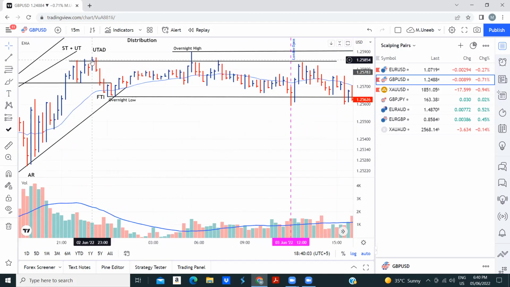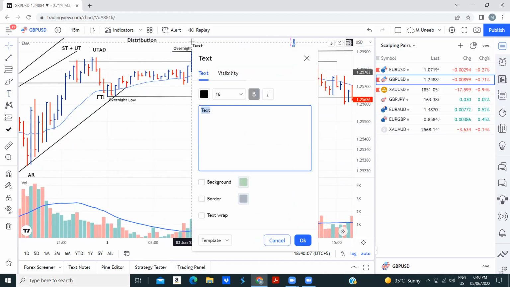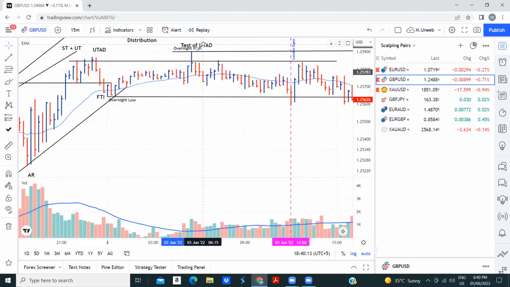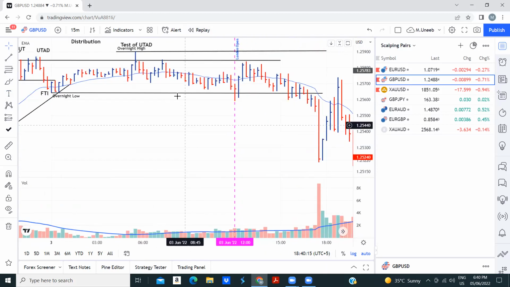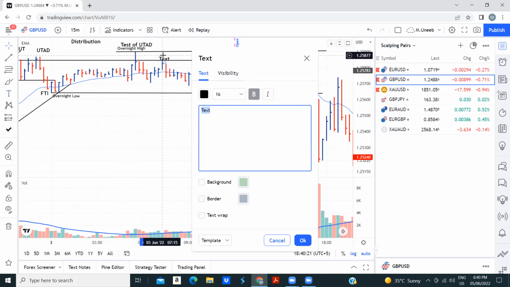So if this is UTAD, this is what? Test of UTAD. Am I right? Yeah. Okay. If this is test of UTAD, then this is what? This is secondary test again.